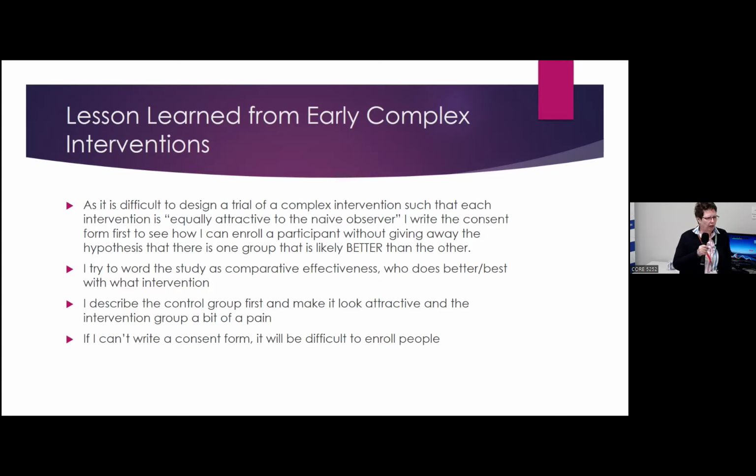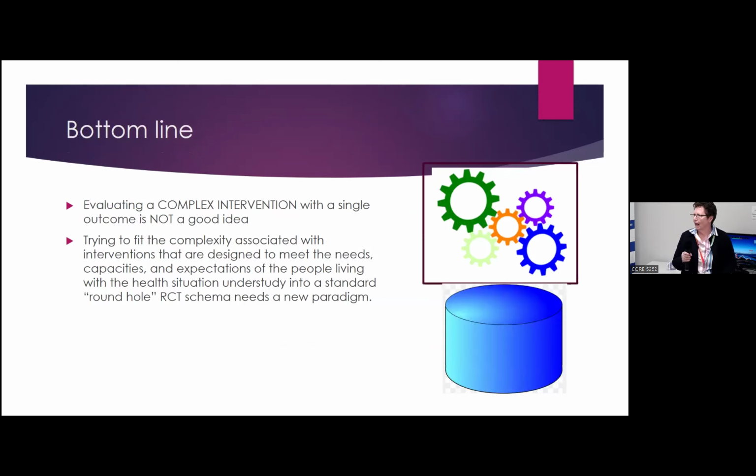So I try to word the study as comparative effectiveness. Who does better, best with what intervention? I usually describe the control group first. I say, if you're in this study, you get this wonderful controlled intervention. I make it look attractive and I have sensors on your foot. If I can't write the consent form, I can't do the study. So that's learning by having to follow your consent form has to match your protocol and you give away the whole thing. So the bottom line is evaluating complex intervention with a single outcome is not a good idea.